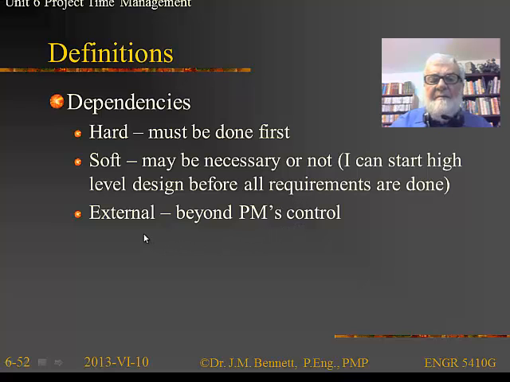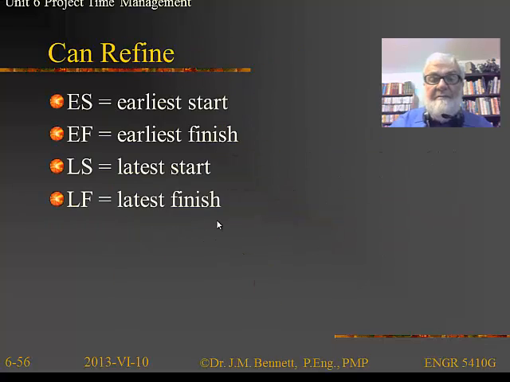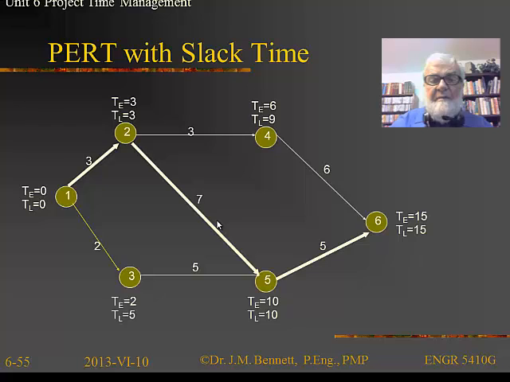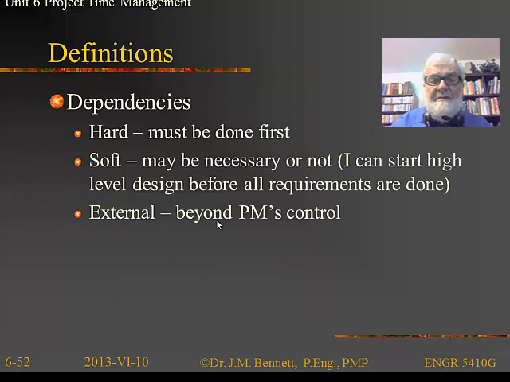And finally, there are going to be external dependencies which are imposed, which are beyond the project manager's control, and we need to know those. So for example, Y2K, the great effort to get everything done before we roll over into the new millennium, was an example of an external dependency which is beyond the project manager's control and could not be avoided.